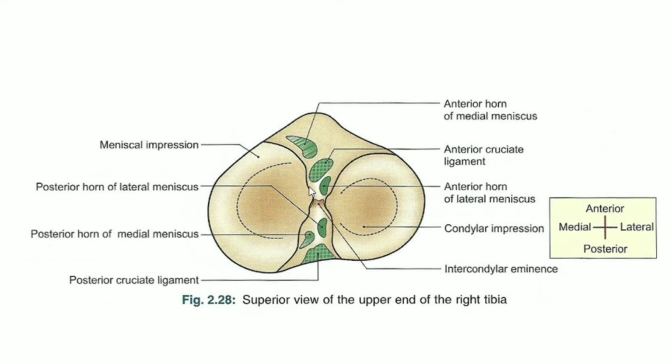There is one mnemonic to remember the attachments over the intercondylar area from anterior to posterior. M stands for medial, the anterior horn of medial meniscus. C stands for cruciate ligament, anterior cruciate ligament. So take initials: Medical, College. Third is L, L stands for Lucknow. L is for lateral meniscus, so anterior horn of lateral meniscus.